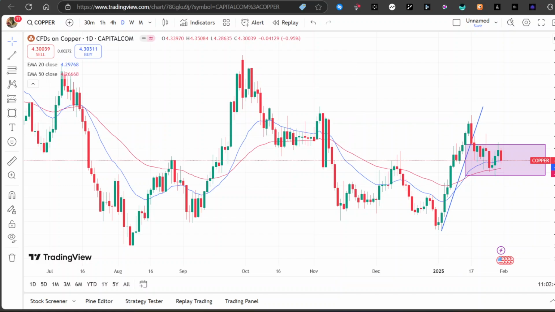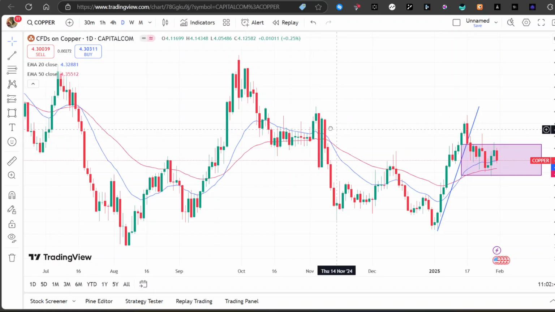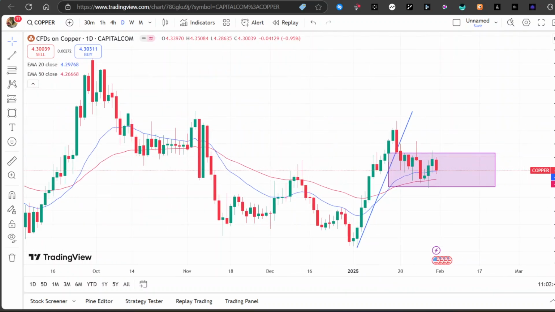In addition to technical analysis and market sentiment, it's important to discuss risk management. A solid copper trading strategy isn't just about identifying opportunities, right? It's also about protecting your trading capital. And one effective method is setting clear stop loss levels that align with your risk tolerance.